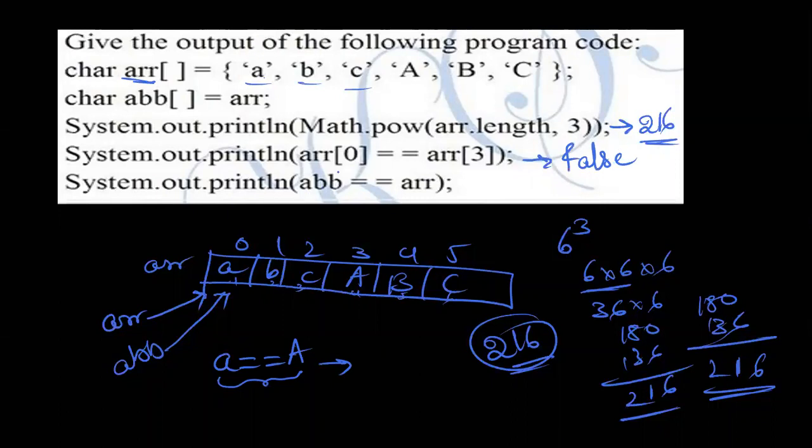Next, abb equal to arr. See, arr is pointing to the 0th element, and abb is also pointing to the same element. Don't take the value, actually it is the address. Or you can just take this 0 and this 0. So 0 equal to 0 means true. It will give true. Okay students, these many questions we discussed. Just wait a minute, I will give you a chance.